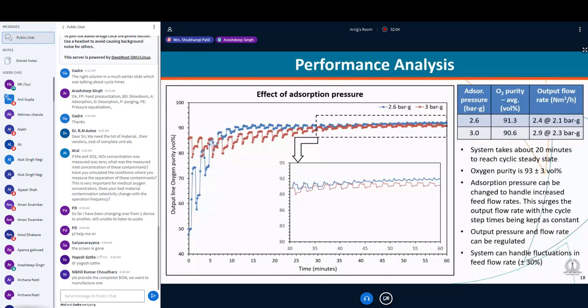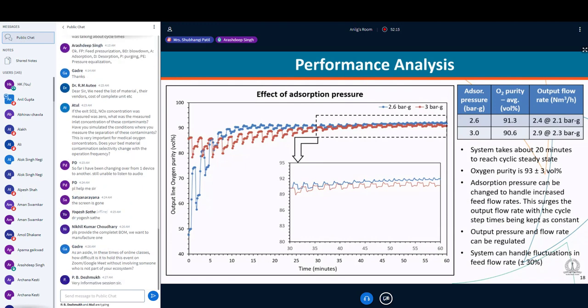And delta P between the adsorbers and the surge vessel pressure is really important. At 2.6 and 2.1 there is a pressure difference of 0.5, but when we moved to 3 bar gauge as the absorption pressure and kept 2.3 bar gauge as the surge vessel pressure, the delta P was only 0.7, and that's why the purity dropped a bit. But it is still maintained above 90, so this can be used for various downstream applications. One thing we are sure about is that the system can handle plus or minus 30% fluctuation in the feed flow rate. Sir, next slide, please.